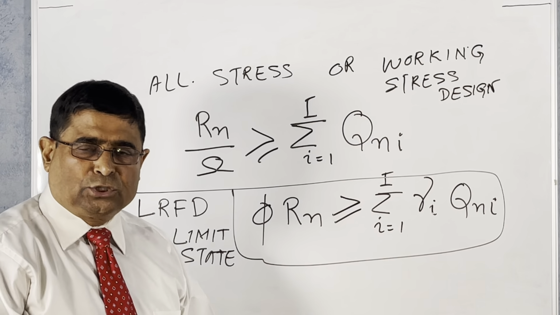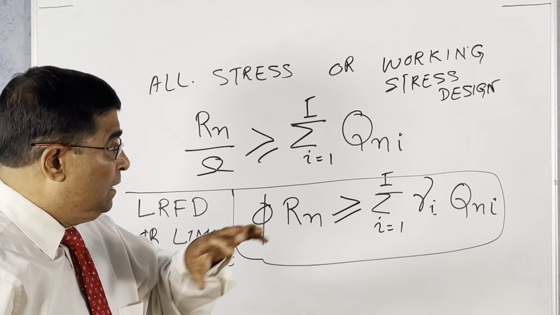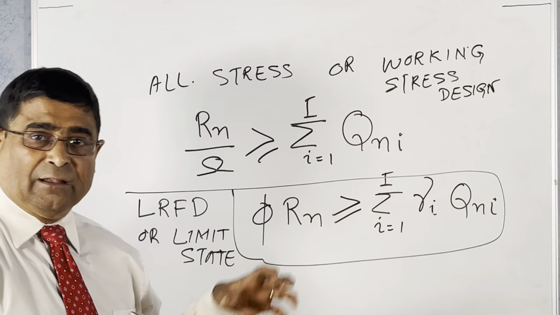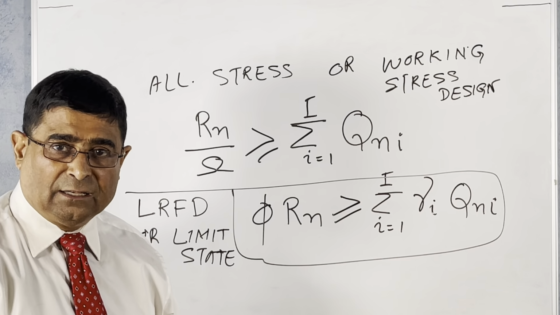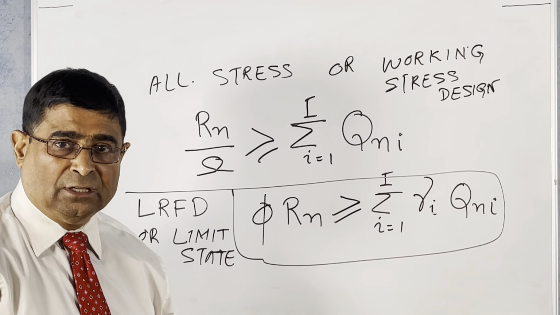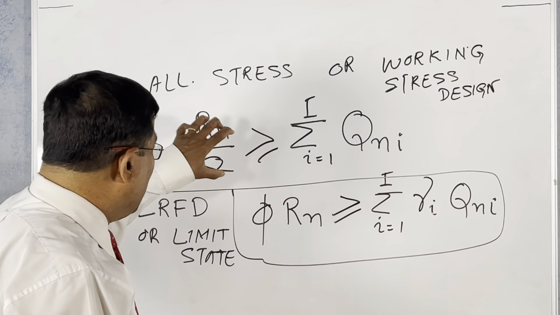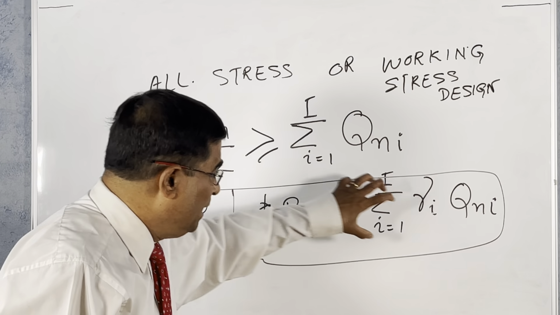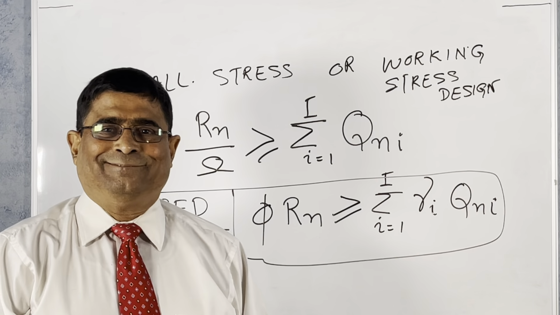So the structure should be safe. I told you earlier that because of the external loads, the internal forces develop: moment, shear, torsion, axial, compression and tension. And that should be counteracted by the structure, by the design with the capacity. Capacity is more than the required strength. That's it. That's all for today.